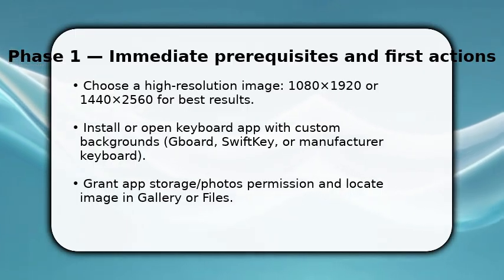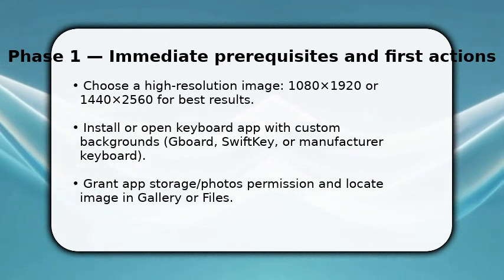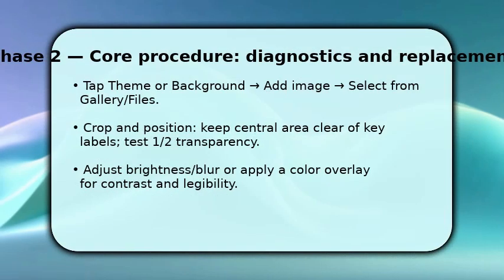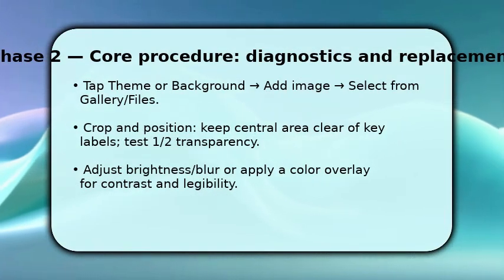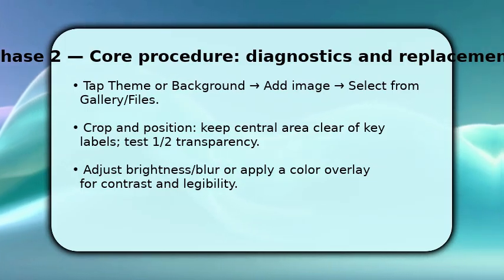Now launch the keyboard settings and head straight to theme or background to begin. Now import the image into the keyboard theme editor. Tap Add Image and pick your file. Position and crop so the central 1/2 area avoids heavy detail under key labels.